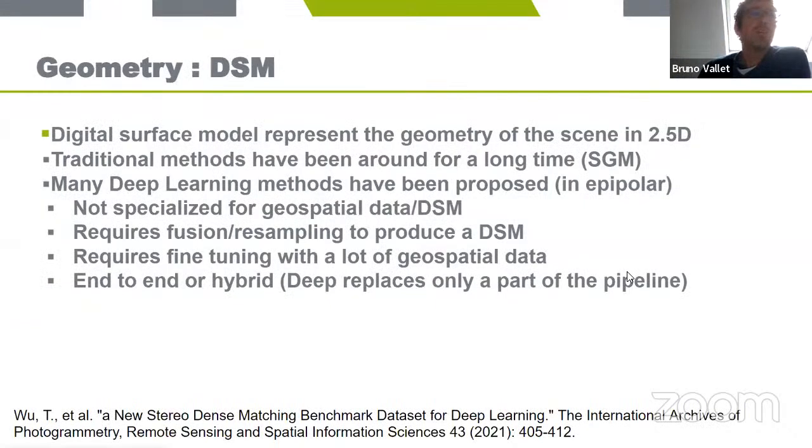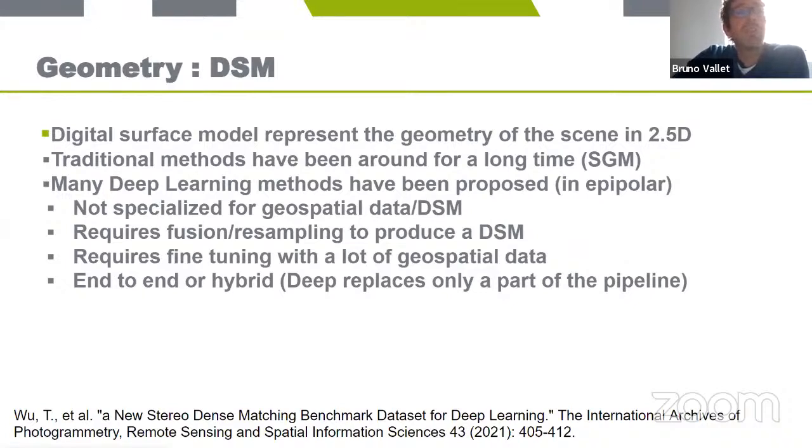So the most common way we work with geometry and with geospatial data is with digital surface models. They represent the scene in 2.5D, so they are a bit limited in what they are able to represent, but they are very compact and easy to work with. So that's why they have been very popular. There have been traditional methods around for a long time, in particular the SGM method that is very popular to build these digital surface models.